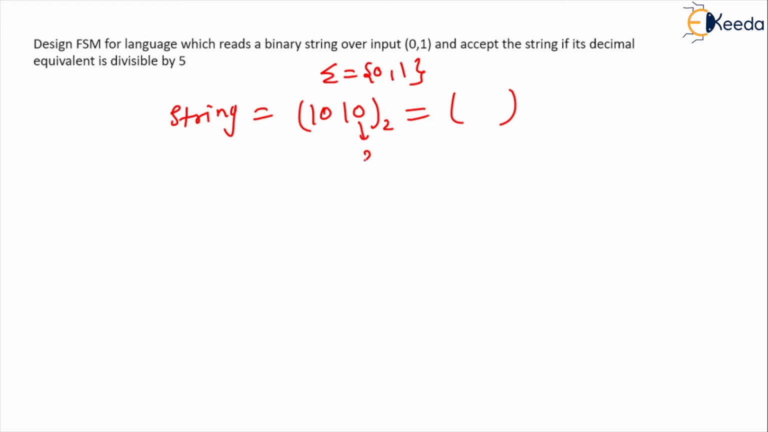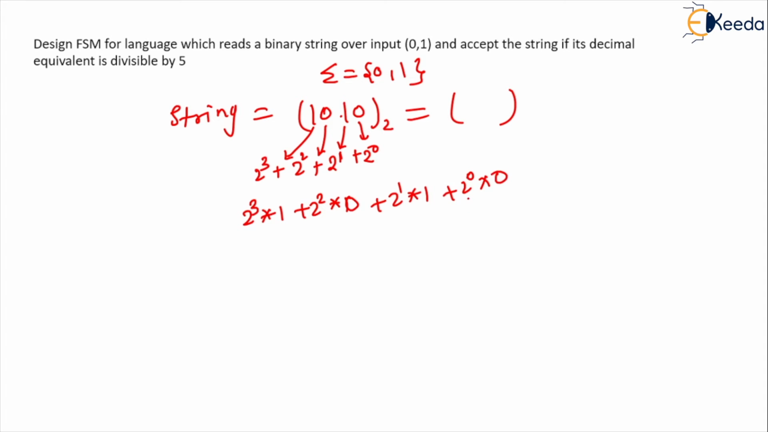You say the first digit is multiplied by 2 raised to 0, then for the second digit 2 raised to 1, then 2 raised to 2 and 2 raised to 3. So 2 raised to 3 into its digit 1, plus 2 raised to 2 into its digit 0, plus 2 raised to 1 into its digit 1, plus 2 raised to 0 into its digit 0. The 0 multiplications give 0. So 2 raised to 1 is 2, and 2 raised to 3 is 8. So 8 plus 2 is 10. In decimal it is also 10.